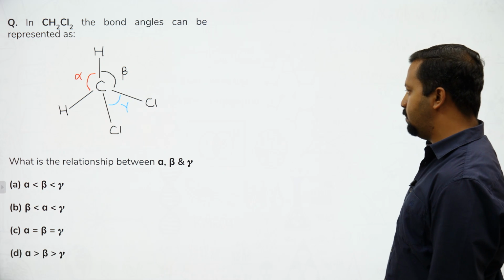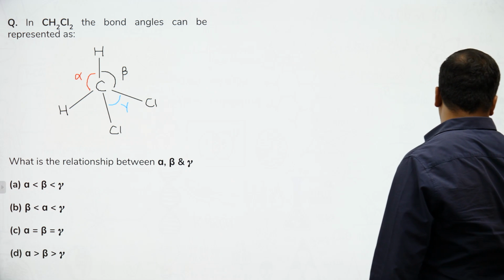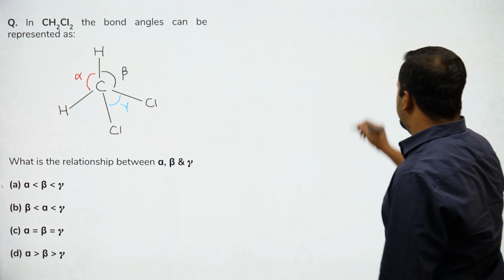represented as alpha, beta and gamma. What is the relation between alpha, beta and gamma? Let's try and solve this question.